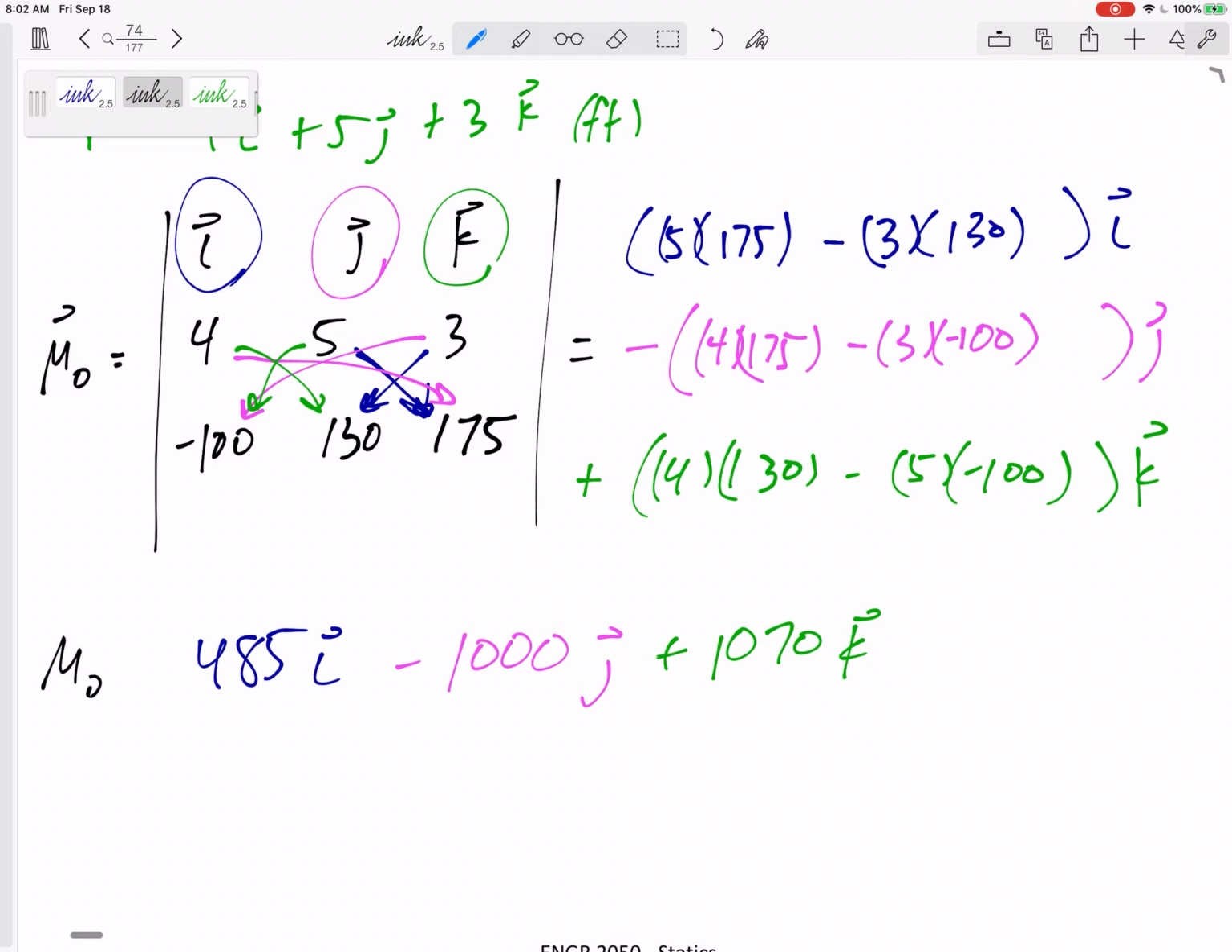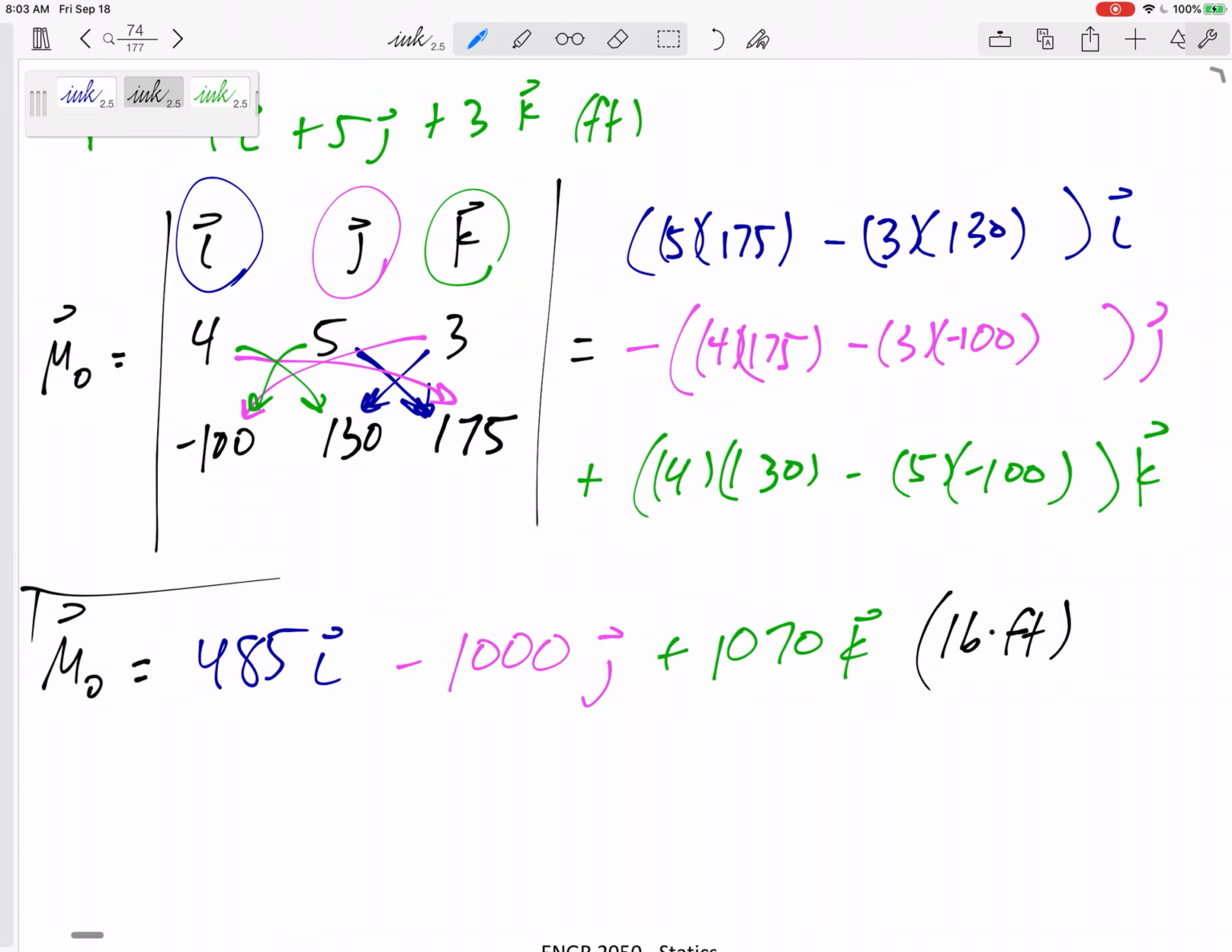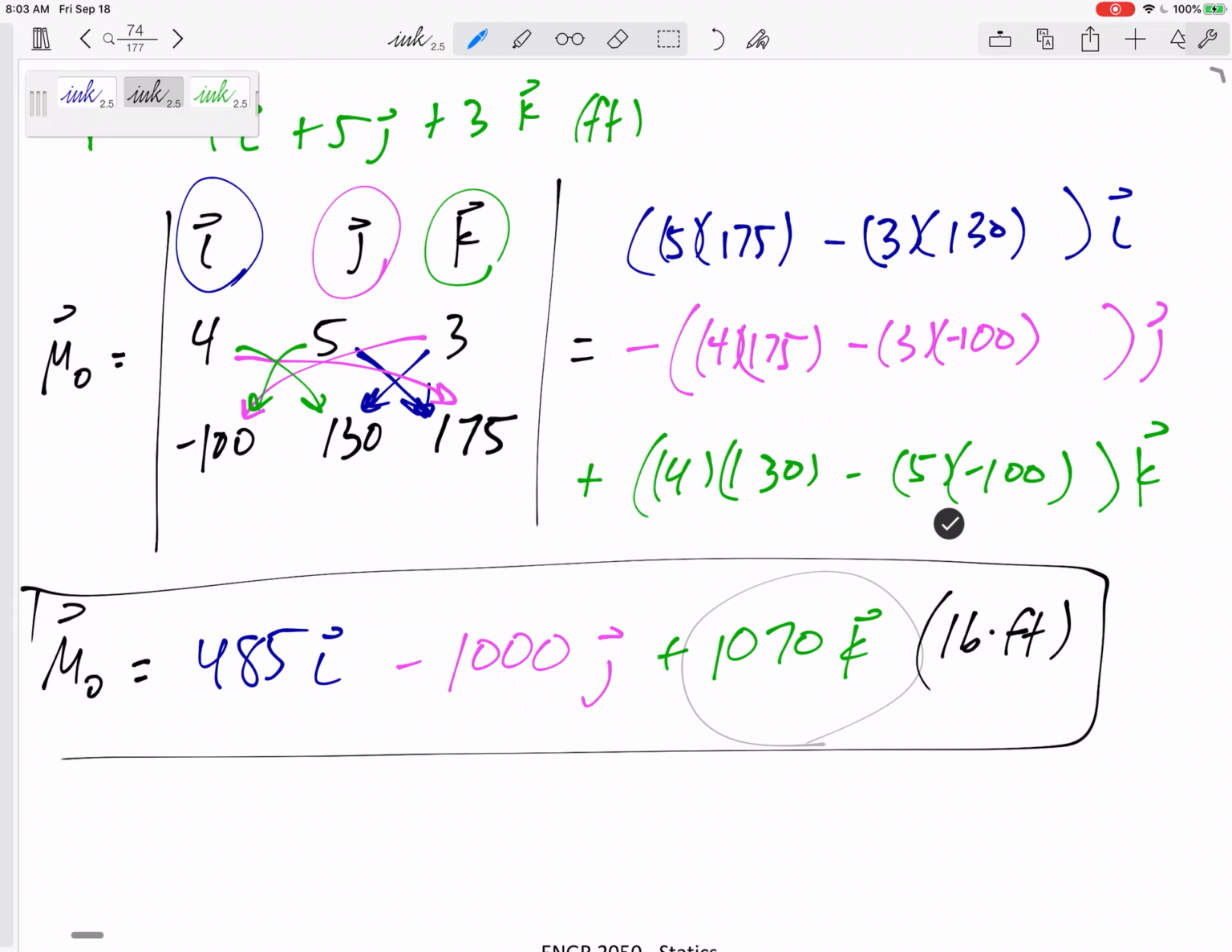And so that is my moment about O. Don't try to combine them together. The moment is a vector. It might have I, J, it might have K. And so these are pound feet. So that's the total moment about O. What it really is saying is it kind of has this twisting around the K axis, this twisting around the J axis, and this twisting around the I axis at point O, caused by those forces at point O. So there's my moment about point O.